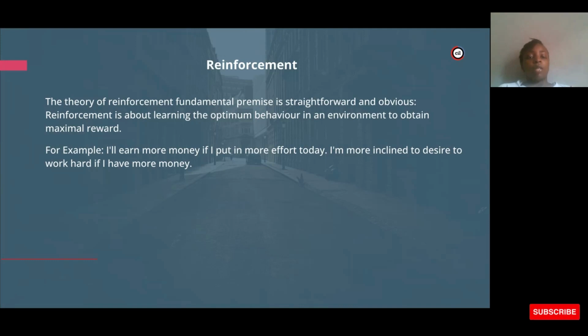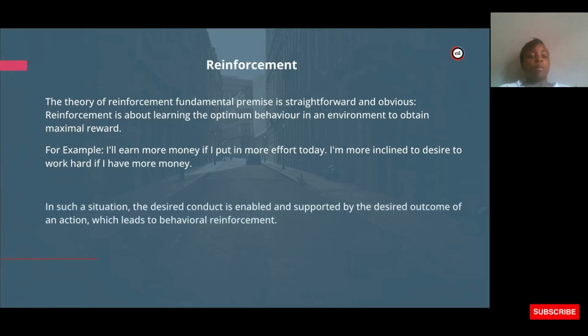For example, let's say you want to earn more money at work. You would have to put in more effort, more hard work, to earn more money, in terms of either your bonus or your salary. So your efforts would actually speak for you. That's an example of reinforcement: putting in so much hard work and effort in what you do to earn more money. It's a situation where the desired conduct is enabled and supported by your action, which leads to behavioral reinforcement.